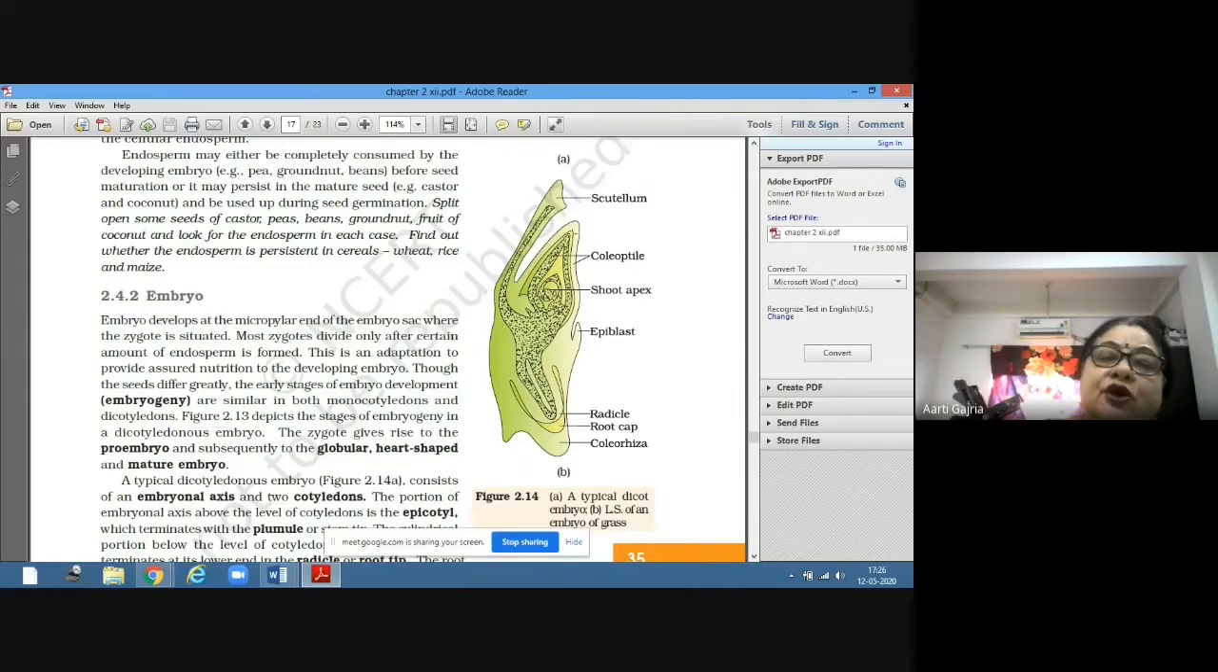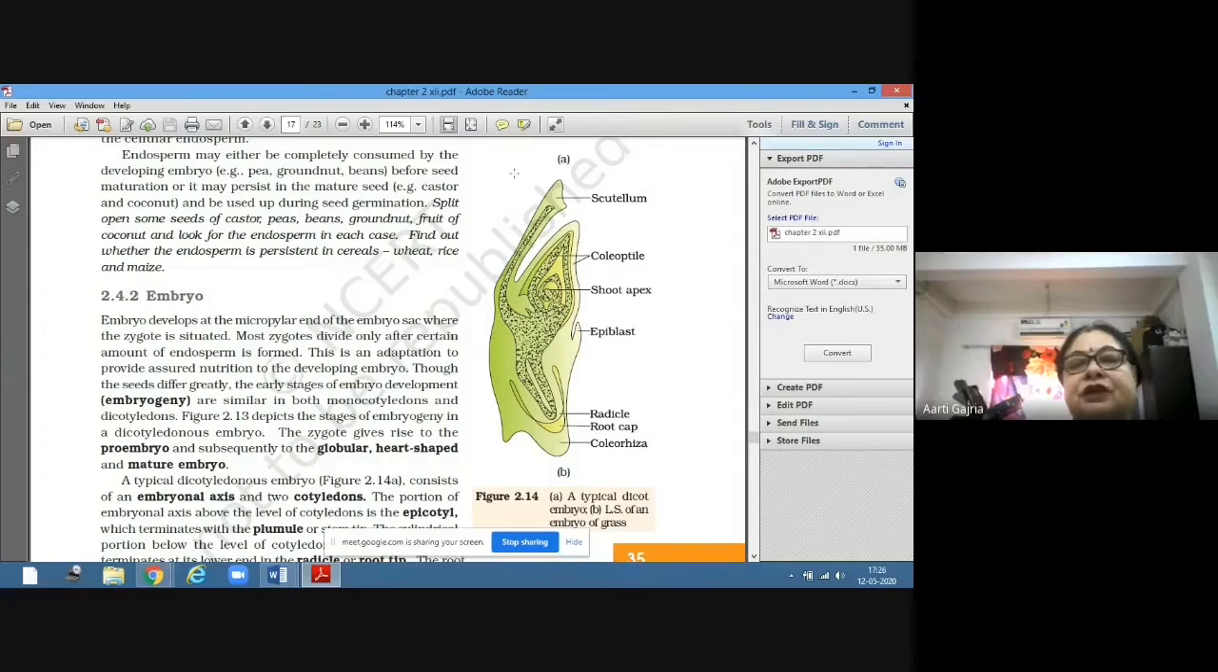So this is a coleoptile portion which is enclosing the shoot apex, and coleorhiza is enclosing the root apex, that is the root cap and the radicle. And this is the embryonal axis. This whole is the embryonal axis. The upper portion is epicotyl and lower is hypocotyl. Here the hypocotyl and epicotyl are not labeled, because they have given different terminology, coleoptile and coleorhiza.